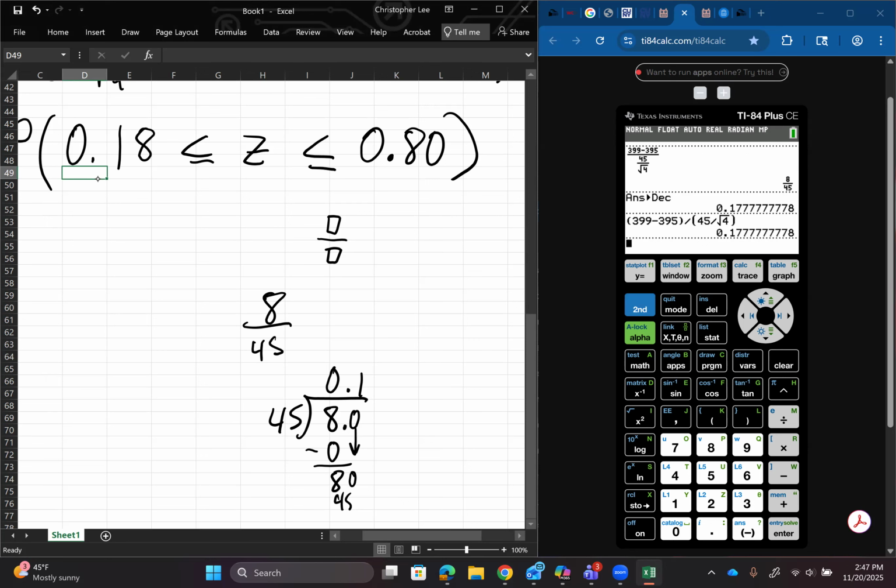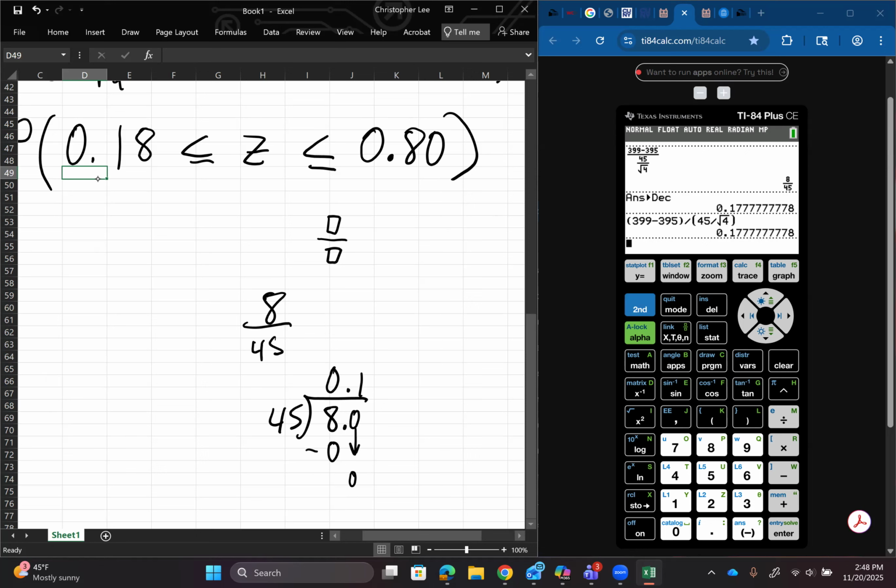He rounded it. Yeah, because look, you reduce the fraction. This is as far as I got. So now this is the part you put in the calculator, this part here, and this will give me the 0.18.